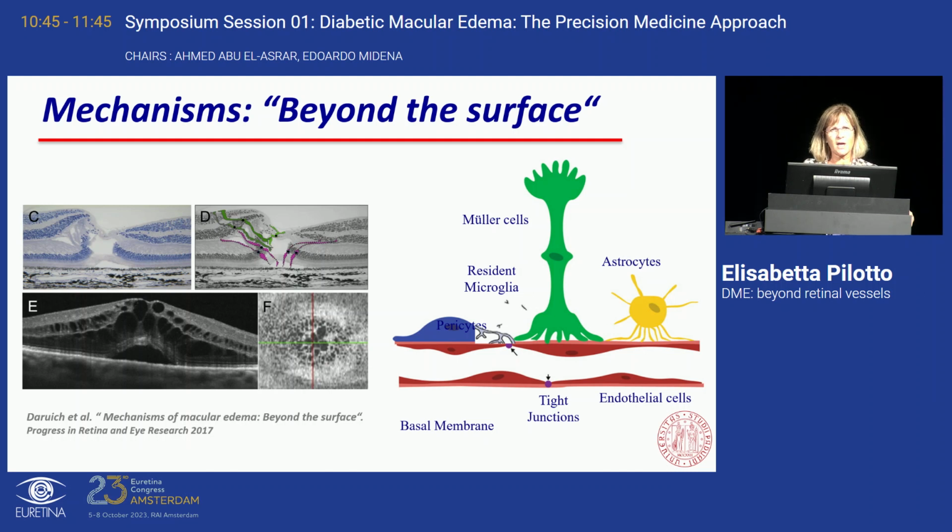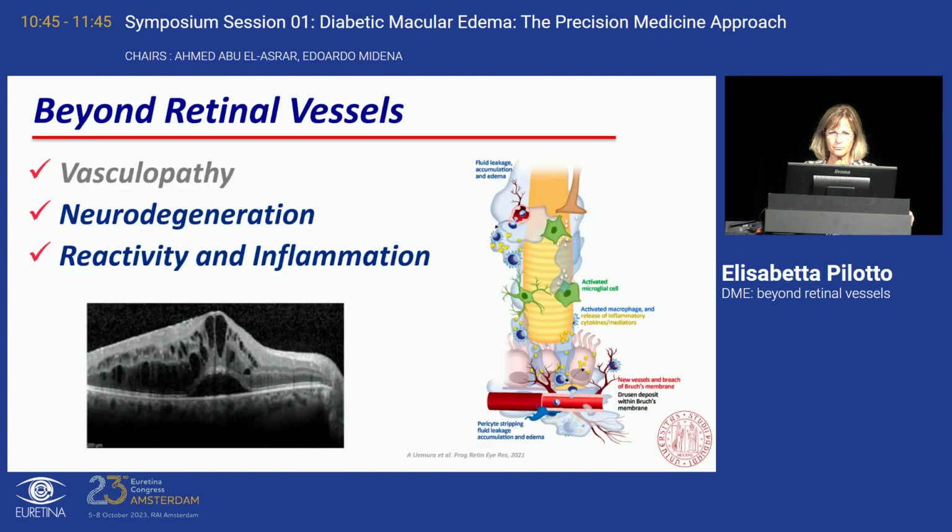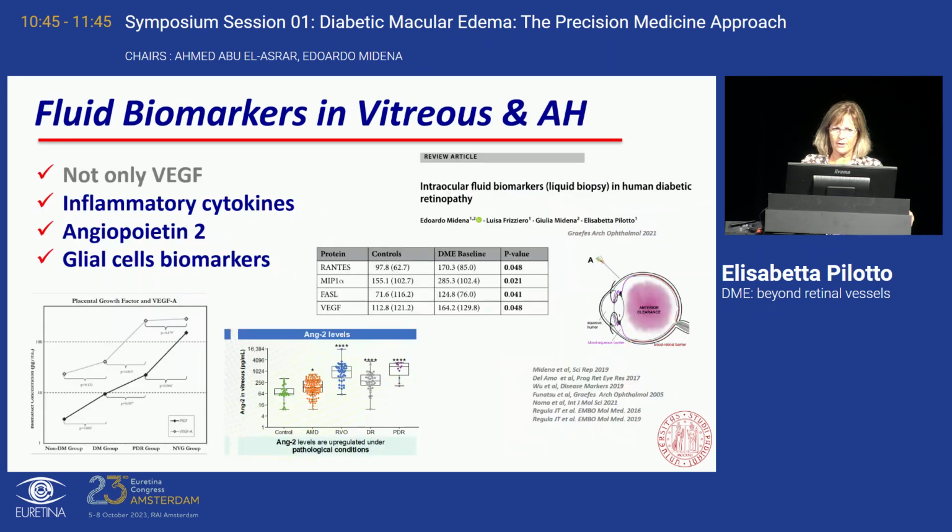Some of them will be biomarkers of visual outcomes, with some evidence. So we have to think about the neurovascular unit, where different elements, not only vessels but also other cells, are involved in the pathophysiologic mechanism of the development of DME. Now we are aware that we don't have to consider only vasculopathy, but also neurodegeneration, reactivity, and inflammation, which are all involved in DME development.